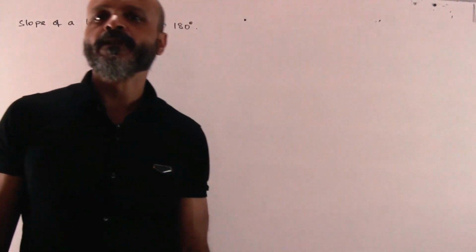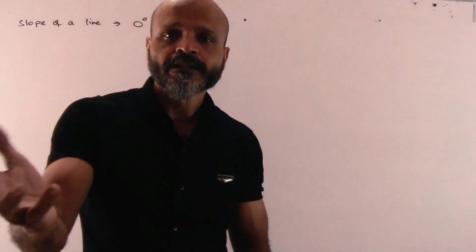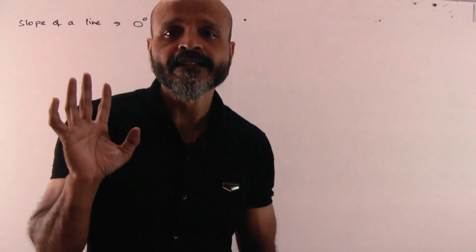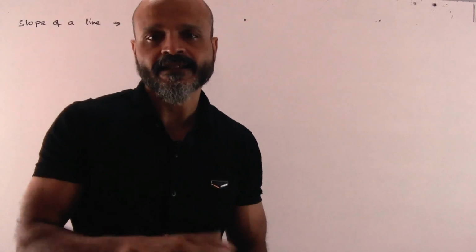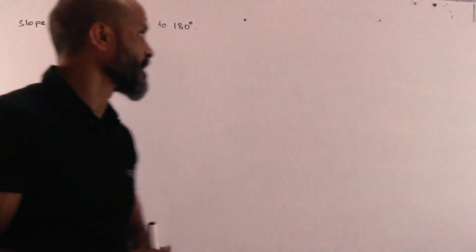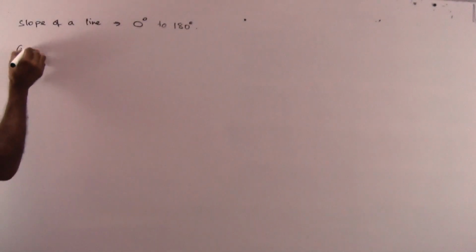Okay, so there are two possibilities out here. Either the angle will be between 0 to 90, or it will be between 90 to 180. The third possibility is that the line is basically perpendicular to the x axis. Okay, so let's consider the case when the slope is positive.